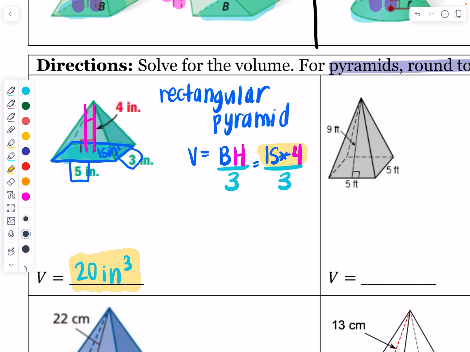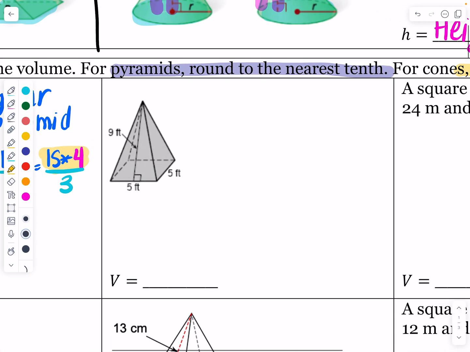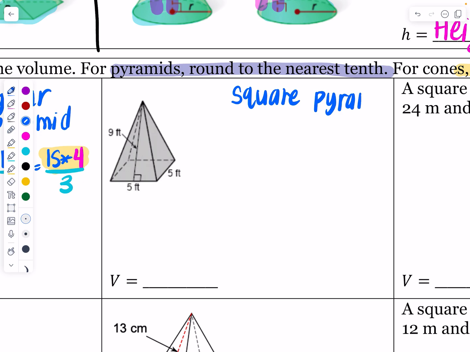Okay. Now we did do the next problem in class. This one's a little bit harder. This is actually a square pyramid. You could still say rectangular, you would not be incorrect, but we can go even a little bit more specific. This is a square pyramid because it's going to be a 5 by 5. So we know that that is a square.